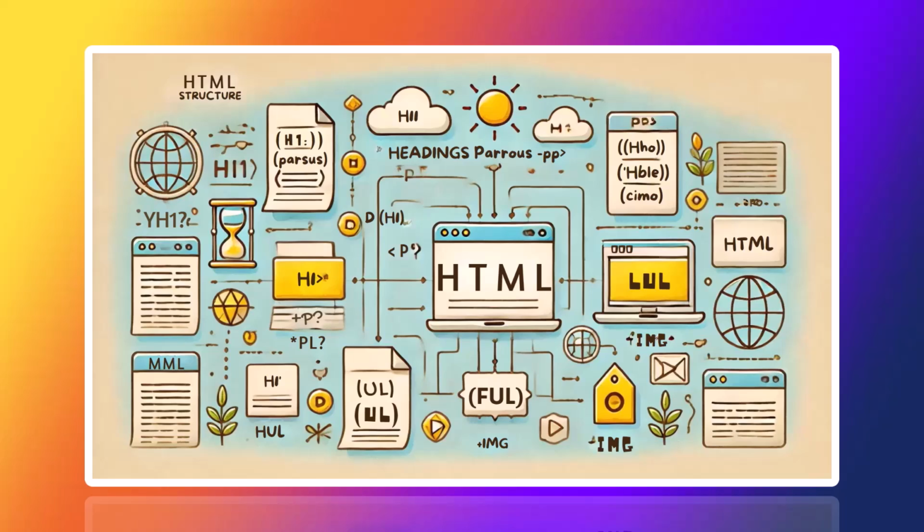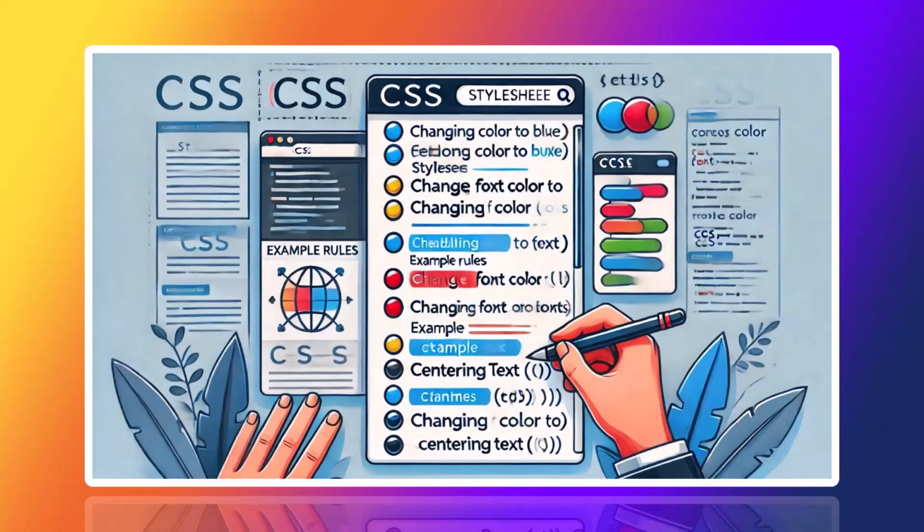Next, let's talk about CSS, which stands for Cascading Style Sheets. While HTML provides structure, CSS is all about styling and layout. It controls the visual presentation of the web page. With CSS, you can change colors, fonts, spacing, and the overall layout of your web page. For instance, if you want to make the headings on your page blue and center them, you can do that with CSS.